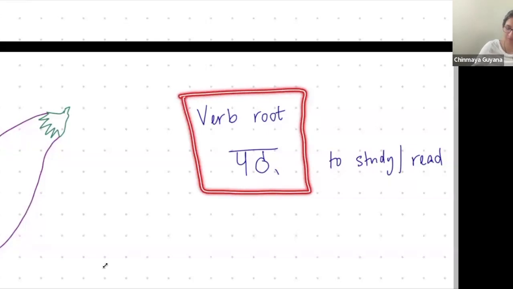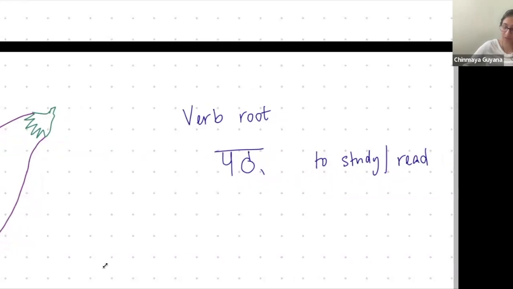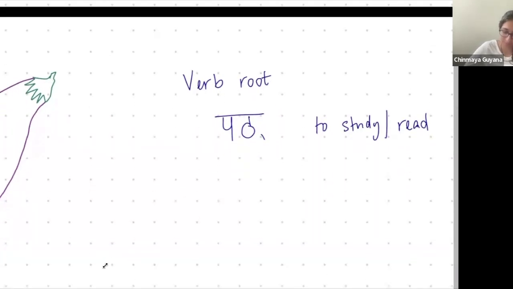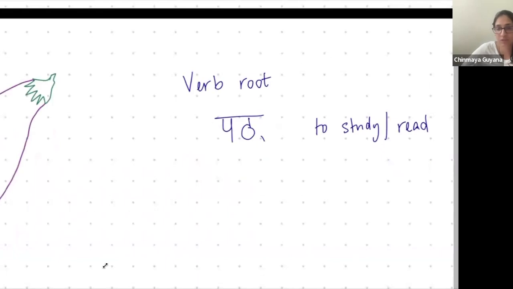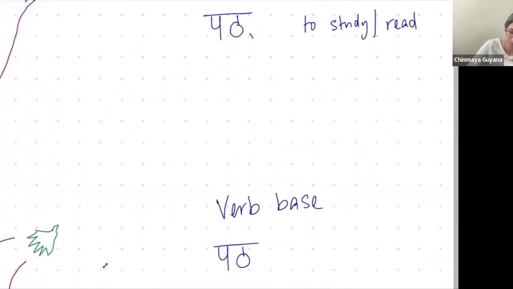A verb root is something like, an example will be bud. Bud is an example of a verb root. Bud means to study or to read. You cannot use a verb root in the language directly, just like you cannot use a vegetable directly in the pot. It has to be refined and processed first. So a verb root has to become a verb base before you can use it in the language.